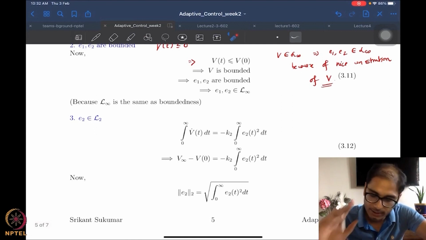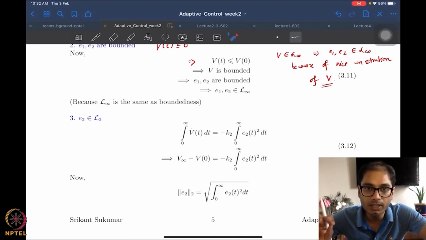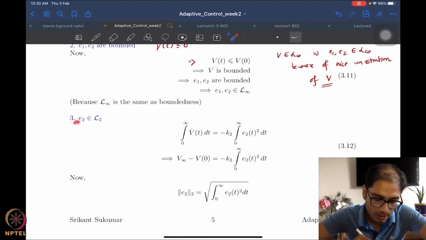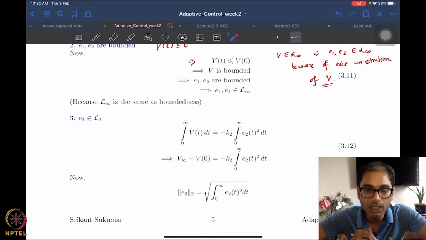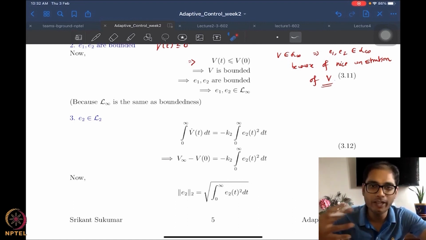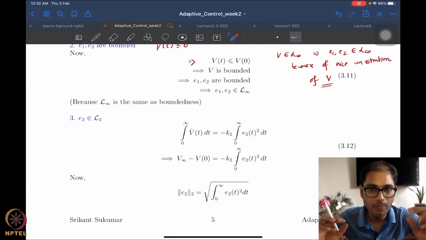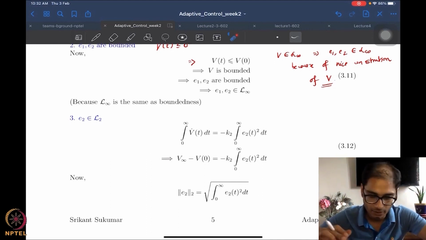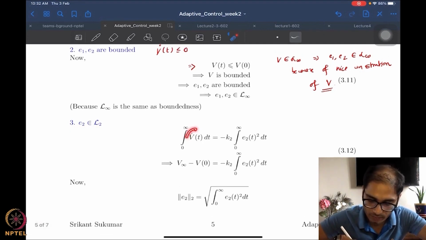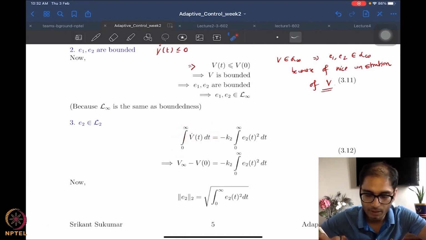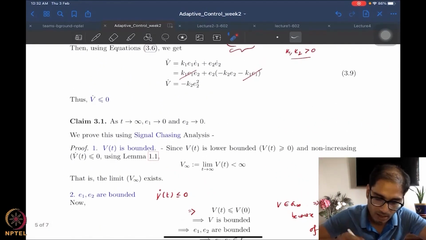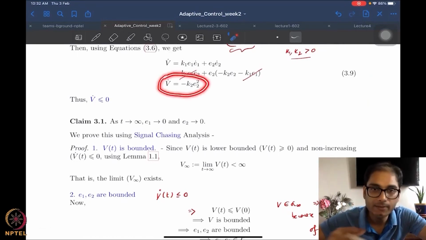Excellent. The next and a rather critical step is that E2 is an L2 function. So we are coming back to everything we have learned until now: function norms, vector norms, signal norms. Keep these definitions in your mind. We are claiming that E2 is an L2 function. How do we claim that? We integrate V dot from 0 to infinity, integrating both sides.